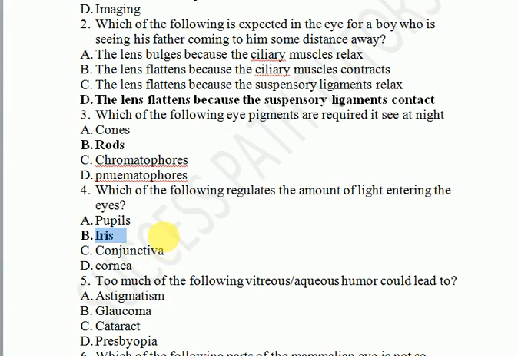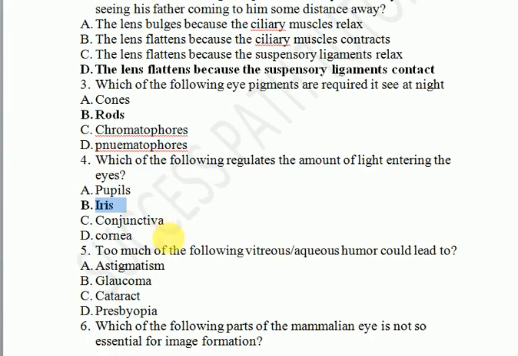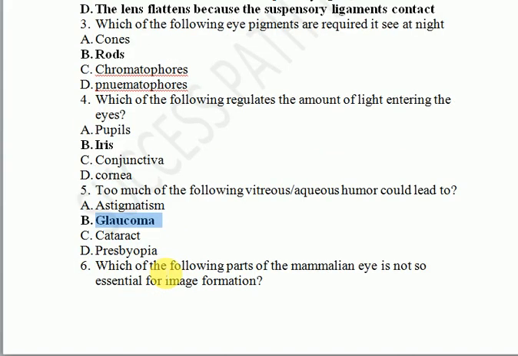Alright, too much of the following, vitreous humor or aqueous humor, could lead to which of the following diseases? That will lead to glaucoma. Glaucoma is a disease whereby there is an increase in intraocular pressure. The pressure within the eyes is so much because the fluid in the eyes is too much, and those fluids are aqueous and vitreous humor.